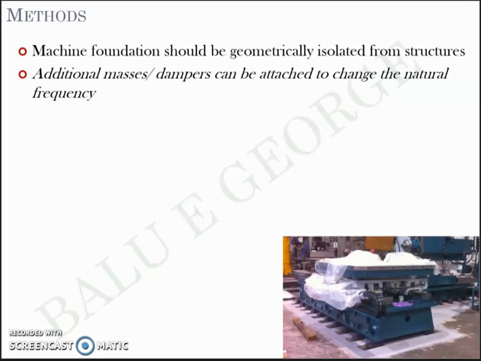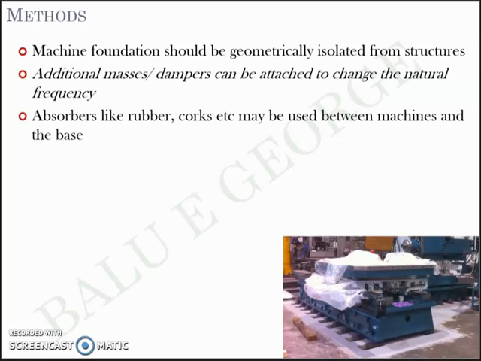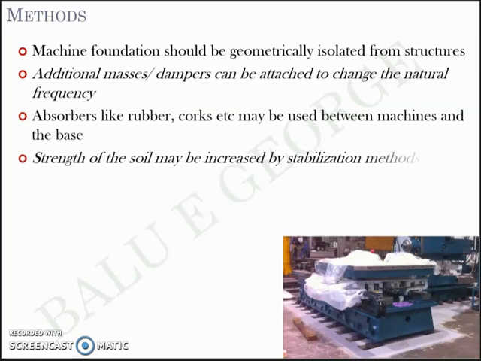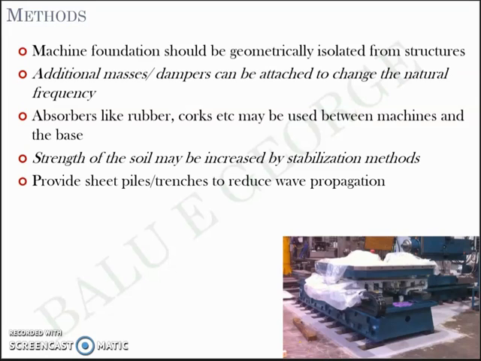And another method is to add absorbers like rubber, corks, etc. between the machine and the base, so it can absorb the vibration just like a shock absorber. Now, the strength of the soil may be increased by stabilization methods. Again, this is another method in which a vibration can be isolated. You can provide sheet piles or trenches to reduce the wave propagation, etc.